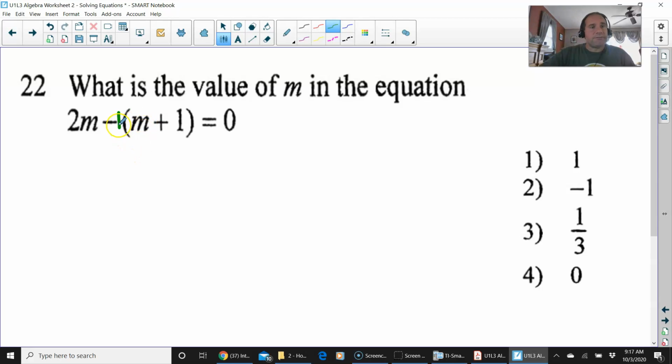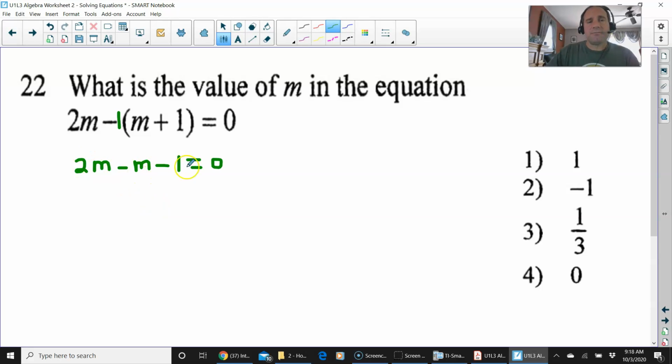So this right here, I'm just going to bring down the 2m. That's the first step. And you see this negative times a positive m? That changes the positive m to a negative m. And you see this negative times a positive 1? That changes the positive 1 to a negative 1. Right? So anytime you distribute a negative, you are changing the signs of the terms inside that parentheses.